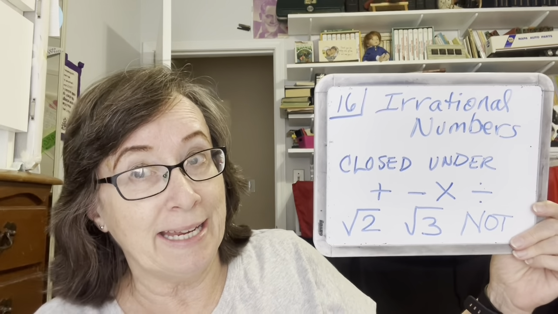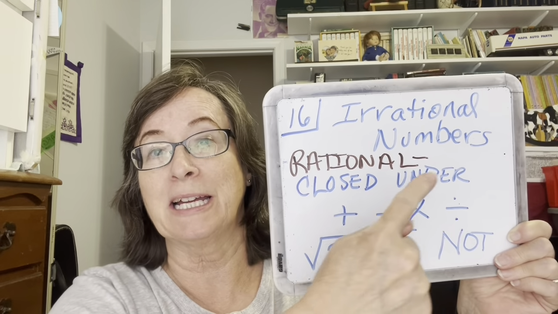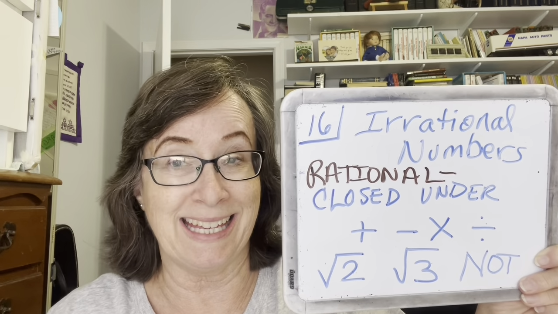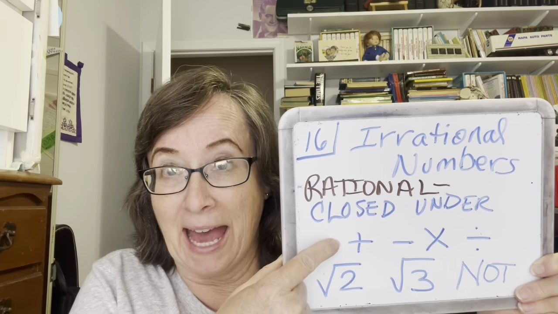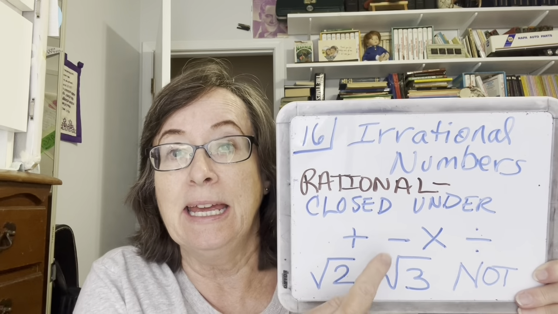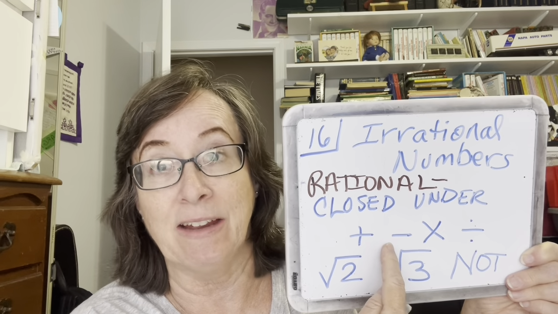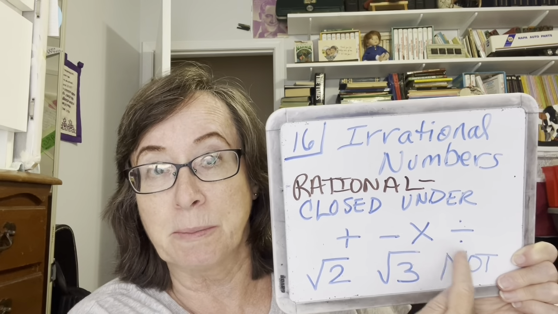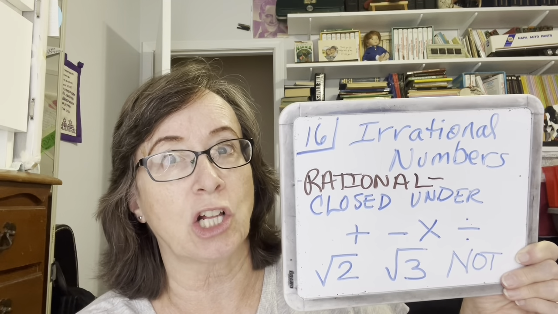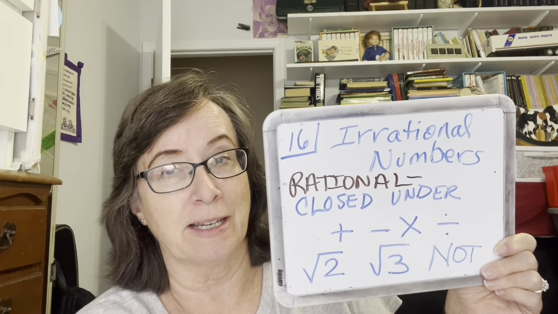Okay, so here I had forgotten to write a word on my board, and the word was rational. When we're talking about being closed, we're talking about the rational numbers. Now remember, closed means that if we are to add two rational numbers together, we will stay in the rational number set. If we are to subtract two rational numbers, then we stay in the rational number set. The same with multiply and the same with divide. Okay, so rational numbers are closed under addition, subtraction, multiplication, and division.